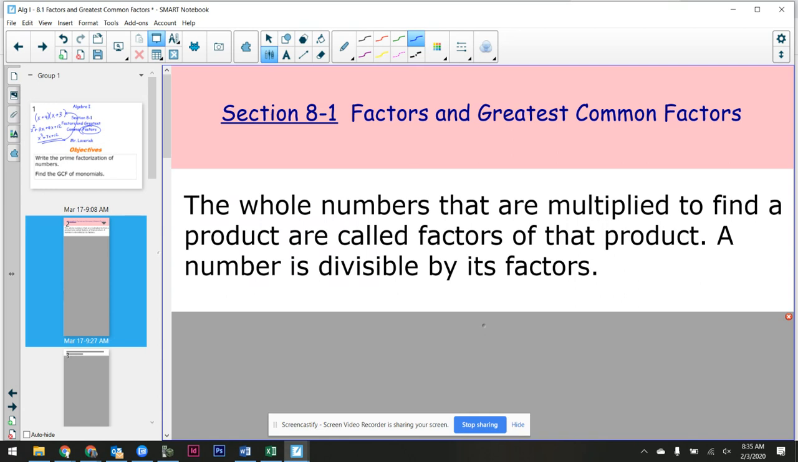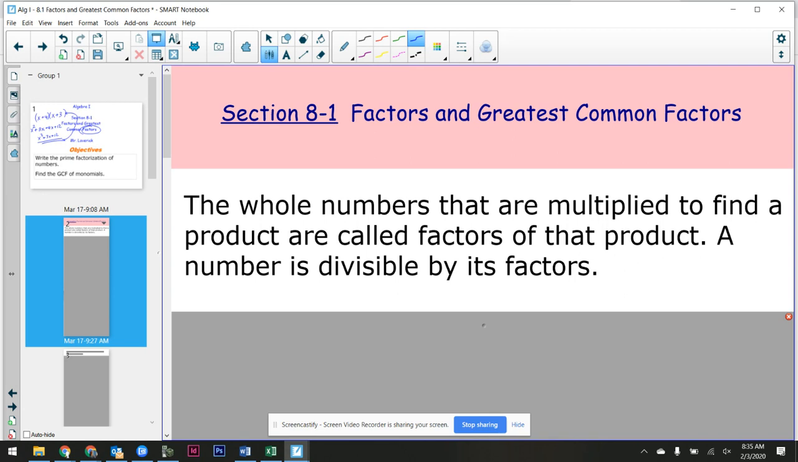Noah. 2 and 5 and 1 and 10. You can say that 1, 2, 5, and 10 are all factors of 10 because you can multiply them together to get 10. You don't need to call them pairs or anything like that. You're just taking them as single values. You can say that 2 is indeed a factor of 10, because if I take 10 and divide it by 2, I get a whole number in the end. That's what it means to be a factor. The whole numbers that are multiplied to find a product are called the factors of that product.